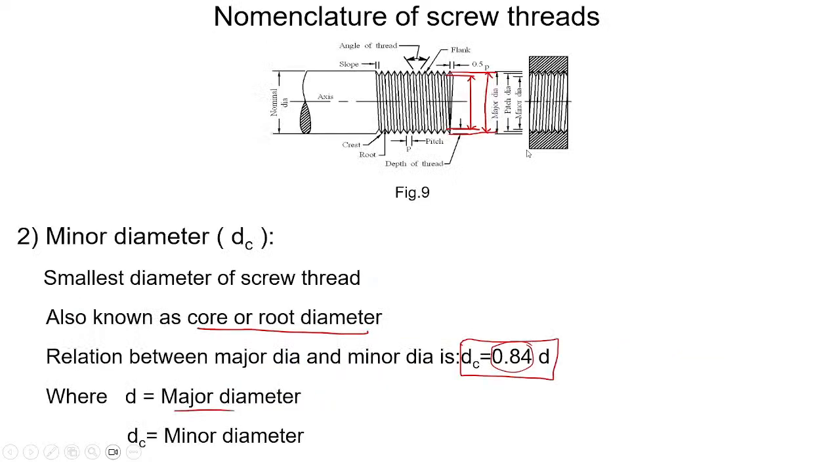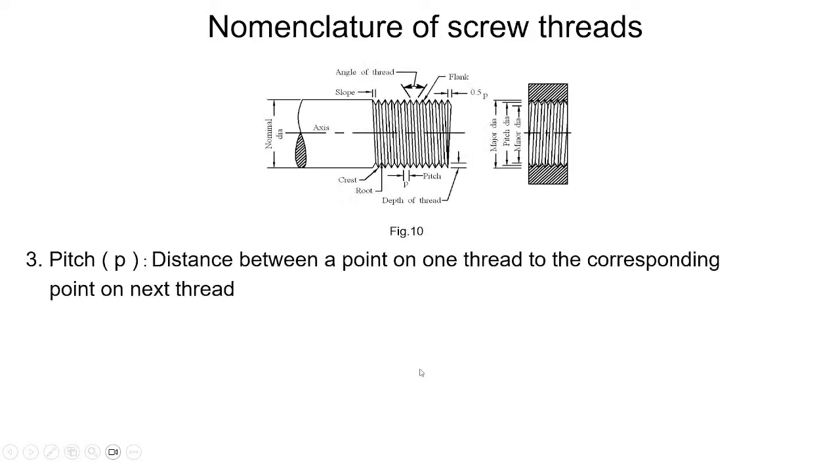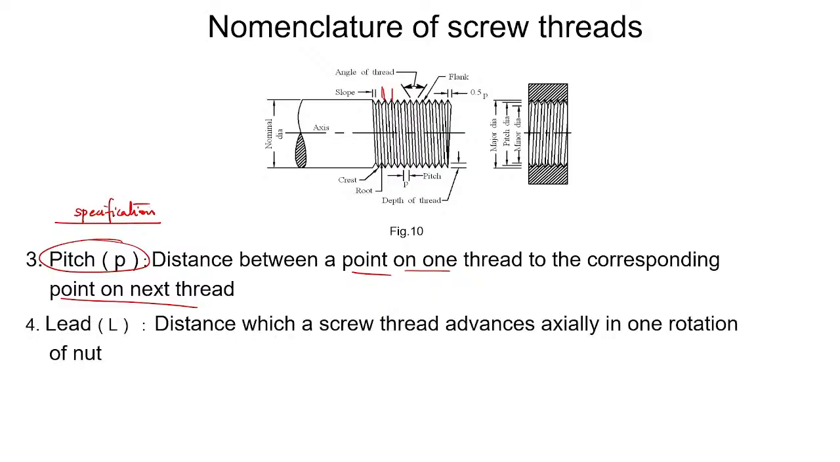Next parameter we have is pitch. It is the distance between one point on a thread and the corresponding same point on the next thread. So it is the distance between consecutive points on two threads. This is the measure of pitch. This is also one of the important parameters for specifying the thread. Especially you find this in the specification of thread. Very, very important one.